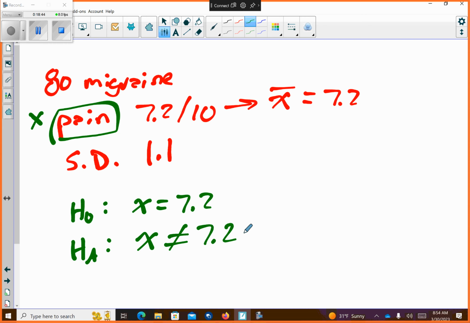All right. And we have 80 people. So we have a standard deviation given. So we could turn our standard deviation into our standard error. And what we're basically going to do here is take our standard deviation of 1.1 and divide it by the square root of 80 people.